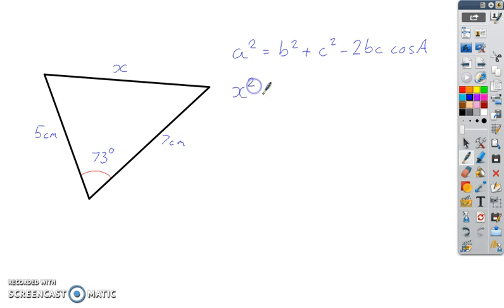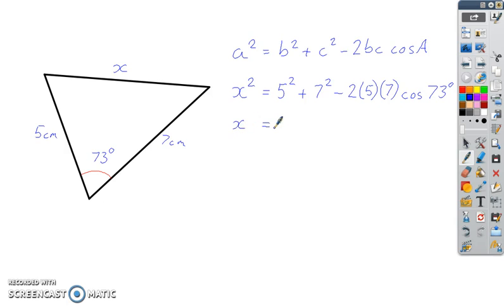So I'm going to write X squared equals B, one of the sides around. Here I'm going to take it to be 5 centimeters. So that's going to be 5 squared plus the other side is 7. So I'm going to write 7 squared minus 2 times 5 times 7 times cos 73 degrees.